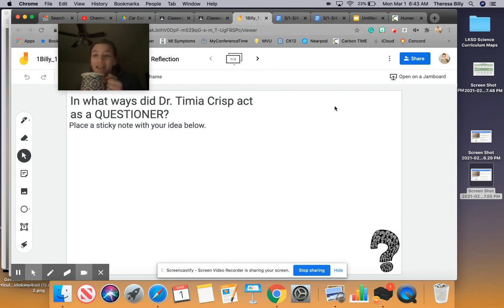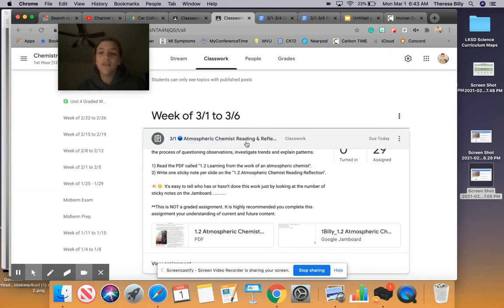But let me point out, it's going to be super easy to know who has and hasn't done this, because there's either going to be 2 sticky notes on the Jamboard, or, since our class size is close to 30, there should be about 30 sticky notes. Oh, crazy. All right. So that's the only thing you have to do this morning.